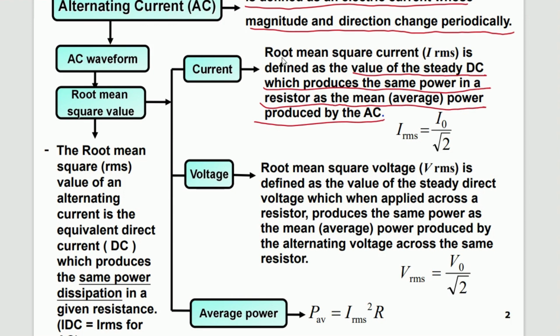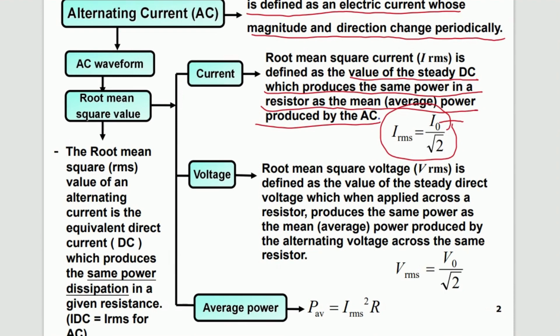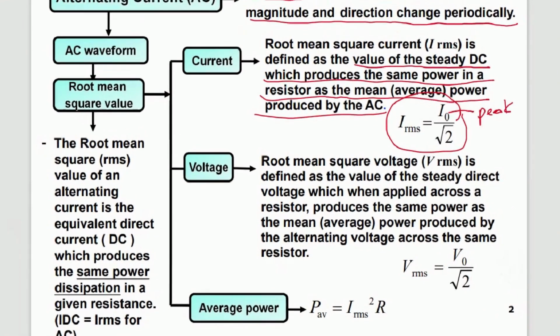This is the equation related to the root mean squared current. I RMS equals I naught divided by root 2. I naught is the peak current. I RMS is the root mean squared current.